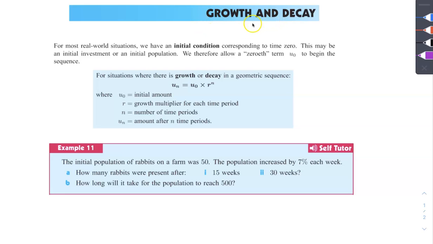Growth and decay. Growth and decay is when we do real world problems. In the real world, we generally start with the initial condition. For the initial condition, we're going to use the 0th term, which just stands for U0. So when you see that, that's just the initial value.